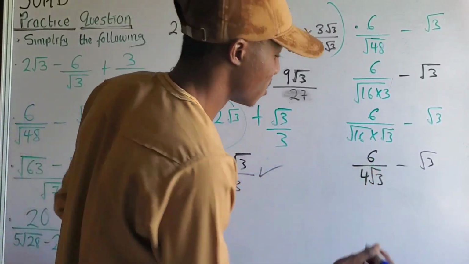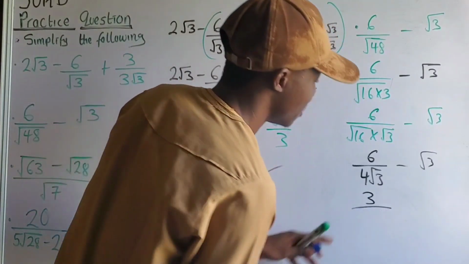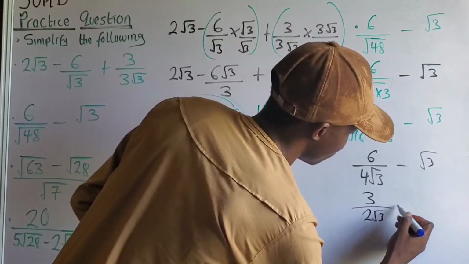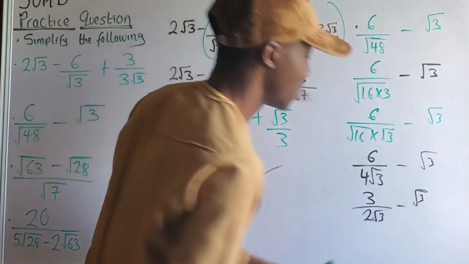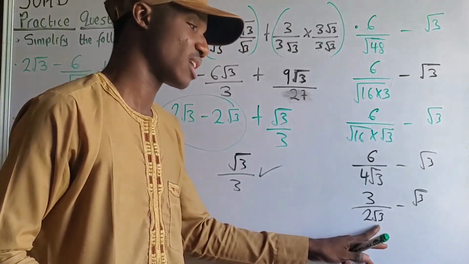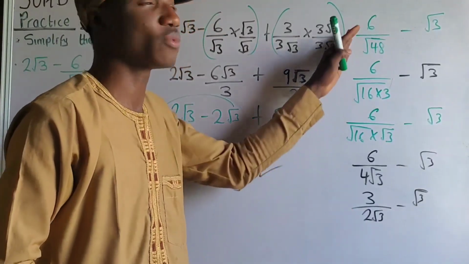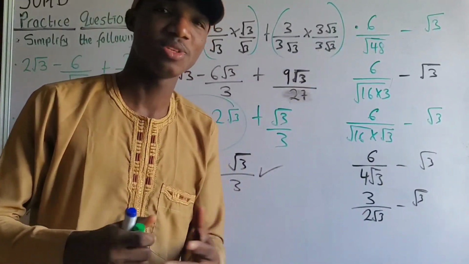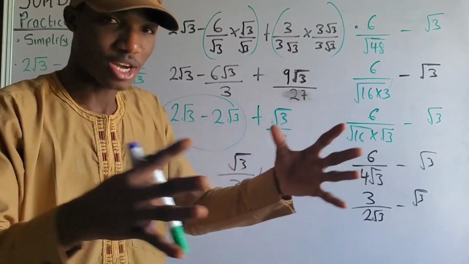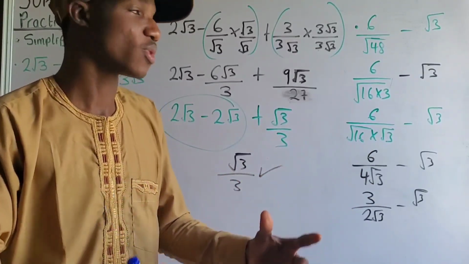6 divided by 2 will give me 3. I'm going to have 3 here. And 4 divided by 2 will give me what? That is 2. So 3 over 2 root 3 minus root 3. This is not the final answer. Why? The reason is because I have to rationalize. This is not the simplified version of this question. Do you know the meaning of simplification? You have to reduce the fraction from the complex form to the simplest form.